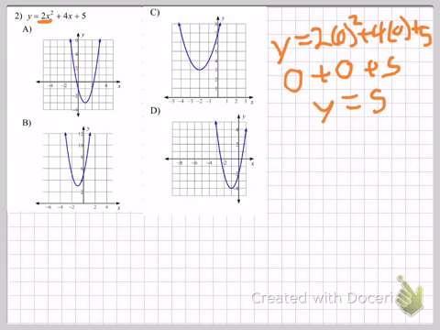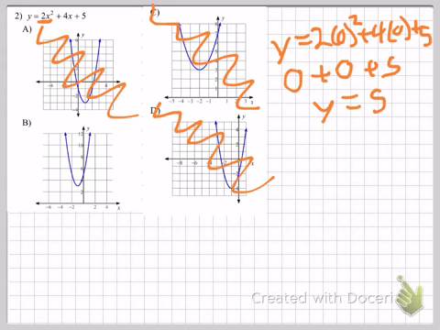We can see from our examples that in A, our y-intercept appears to be at -2, so that'll go away. In B, it appears our y-intercept is at 5, so we'll hold on to that choice. In C, the y-intercept is 7, so we can eliminate that choice. And in D, the y-intercept is -2. So we are left with B as our answer.